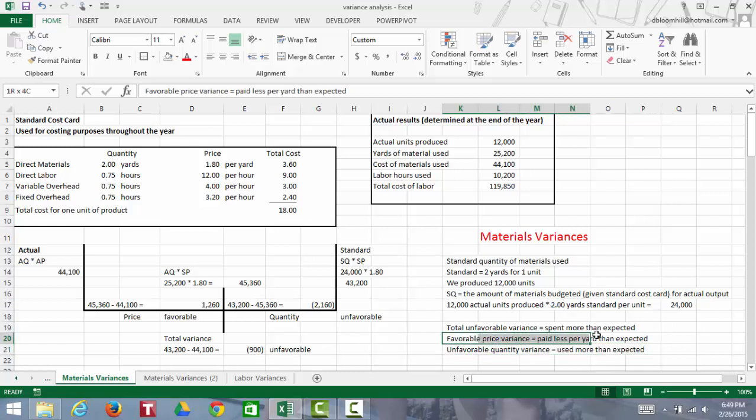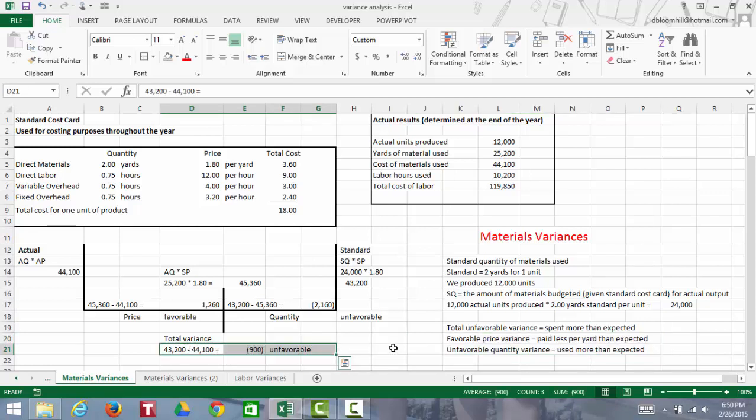Notice with the favorable price variance, that means that we paid less per yard than expected. So looking at these two together, it's possible that because we paid less per yard than expected, we got a very low quality of material and had a very high level of waste. And we can see from the total variance that that didn't do us any favors. That was not a good decision to make. Overall, it cost us money. So now we can see how calculating these variances can help us hone in on our individual problems.